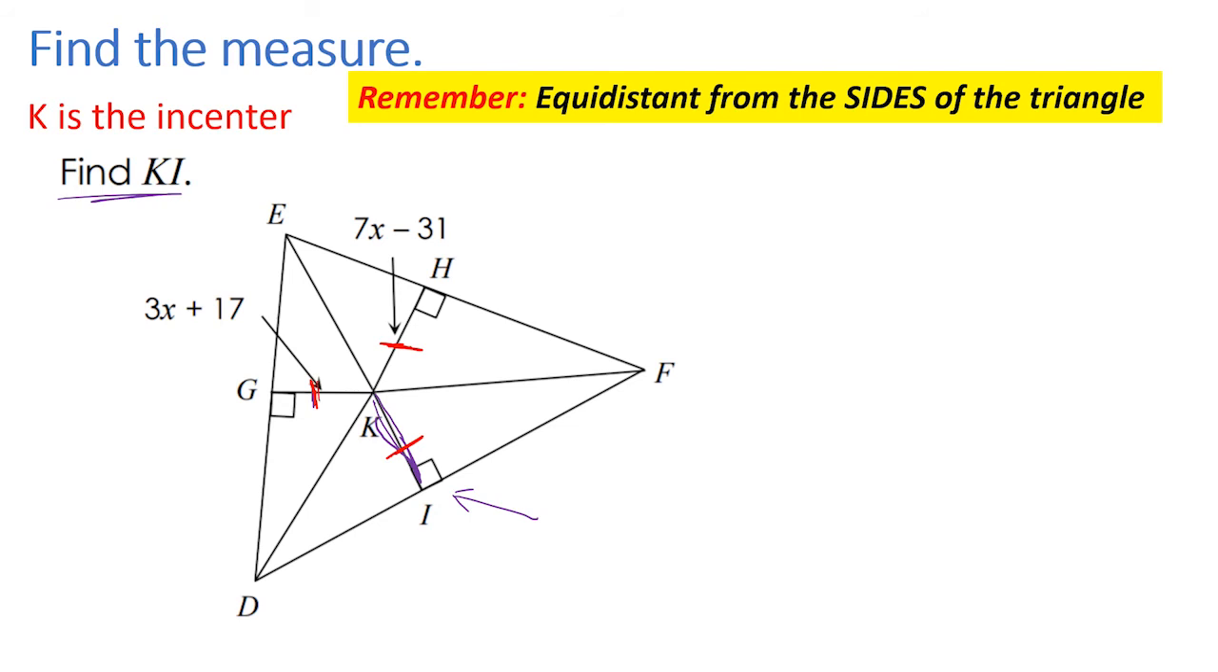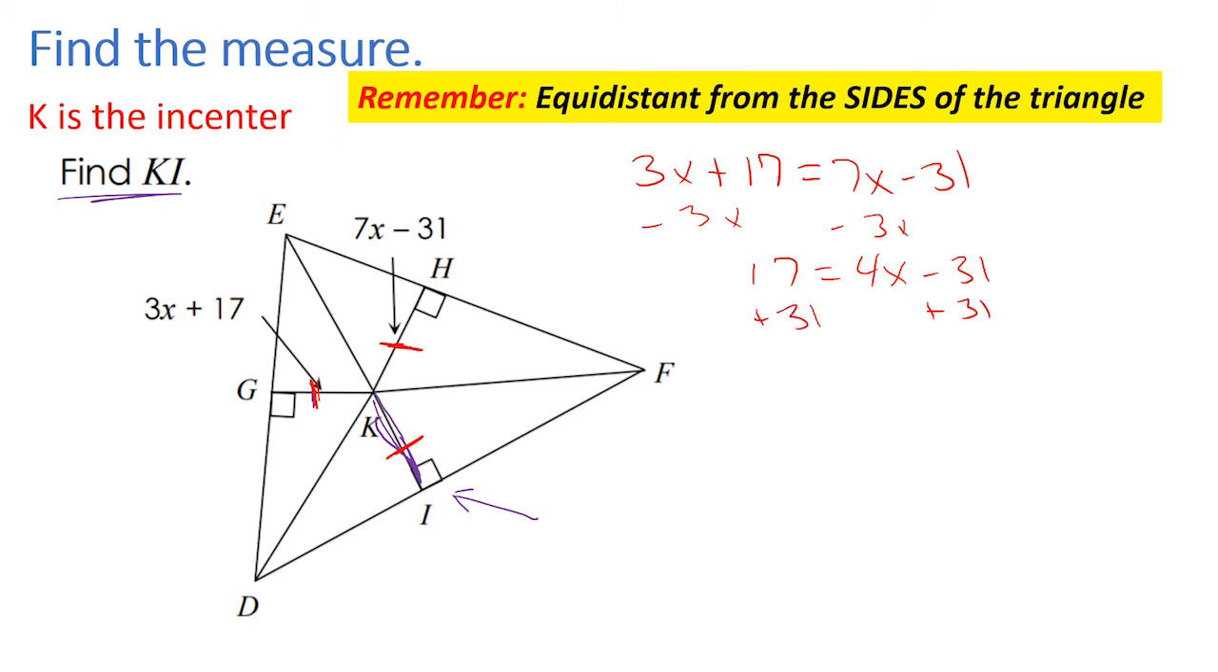These two segments are equal, KG and KH, so we could simply set 3x plus 17 equal to 7x minus 31 and just solve for x. More algebra skills. We're left with 17 equals 4x minus 31. Adding 31, that gives me 48 equals 4x. So x is 4. So I divide it by 4. No, x is 12. 48 divided by 4 is 12. So x is 12. We want to find KI.